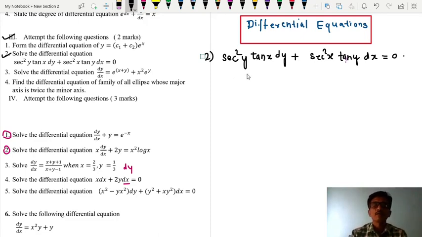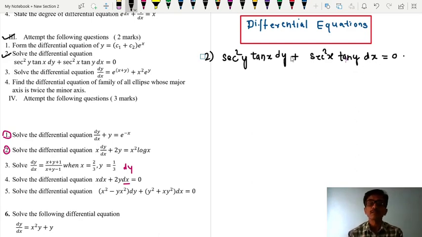Hello everyone, in this video we are going to start the differential equation question bank, the solutions of the question bank. Here we start with question number 3; up to question number 2 we did in the previous video. Let's solve the differential equation sec square y tan x dy plus sec square x tan y dx.